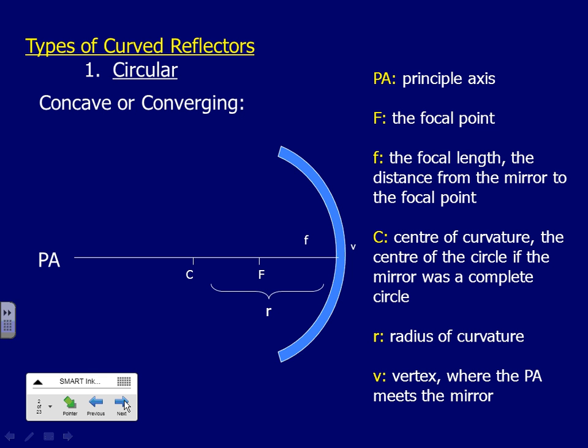So the C is the center of the circle if the mirror was a circle. So what do you think R is if it goes from the mirror out to the center? Yep, the radius, the radius.